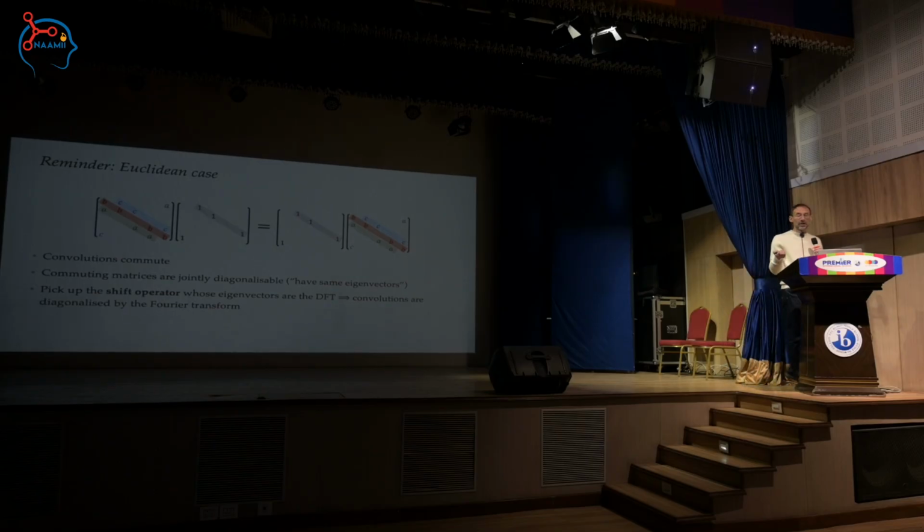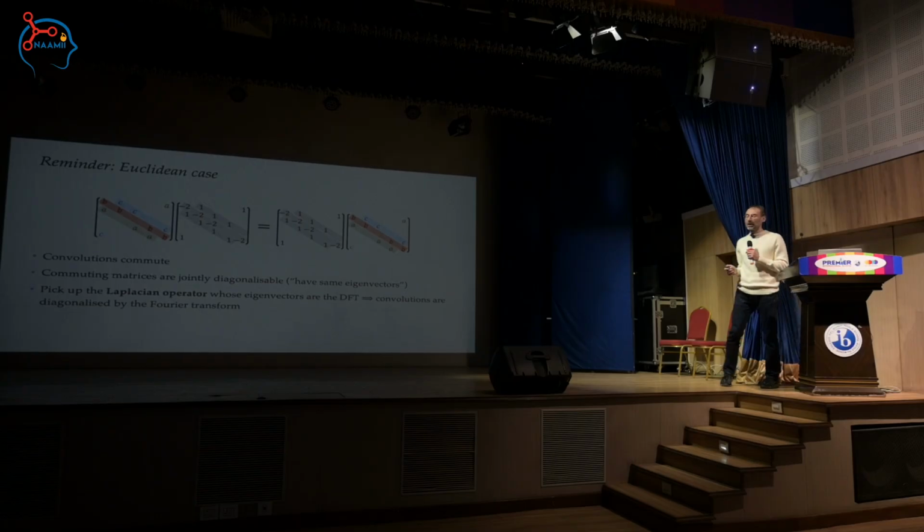In the Fourier domain, convolution becomes a product. But there is no particular reason why we would choose the shift operator. We could pick any matrix to diagonalize. They all have the same eigenvectors. So we could have picked this matrix, which is also a circulant matrix, also a convolution. This is a special matrix that we call the Laplacian operator.